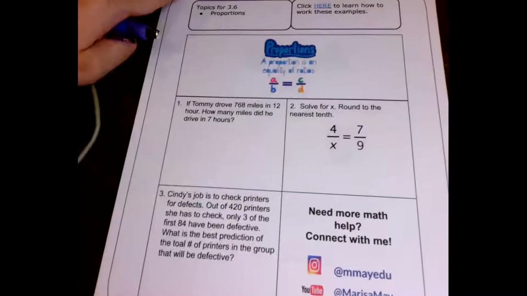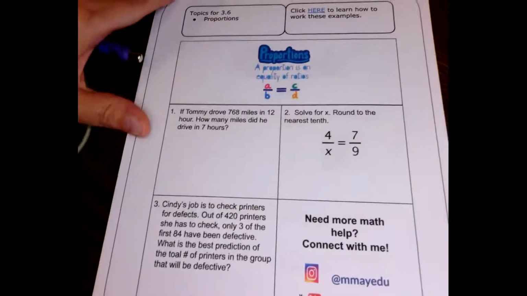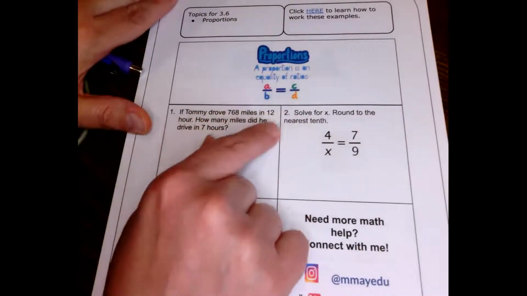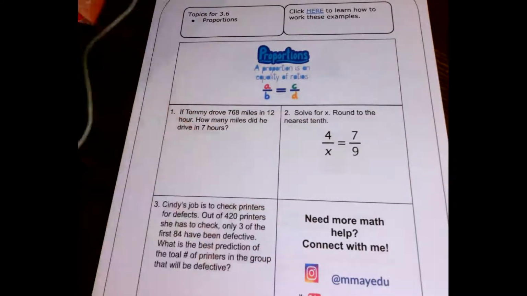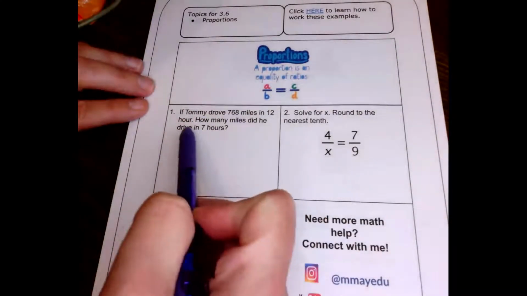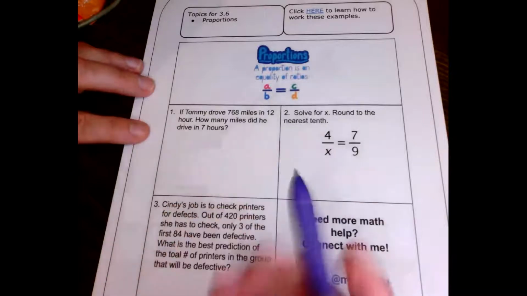In this video, we're going to take a look at proportions. And really, a proportion is just setting two ratios equal to each other. So let's look at problem one. If Tommy drove 768 miles in 12 hours, how many miles did he drive in 7 hours?